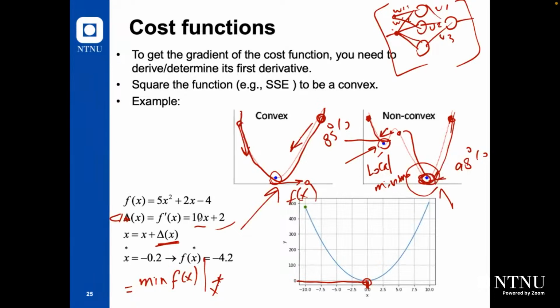But you need to start from some initial point. So assume that we are starting from x equal minus 10 by random. We selected this point by random, right? So in this case, x equal minus 10. We are starting from this point. So we will calculate delta x. So what will be delta x?